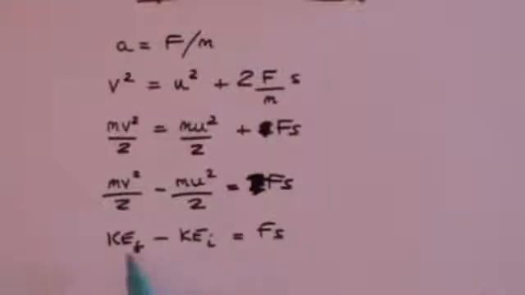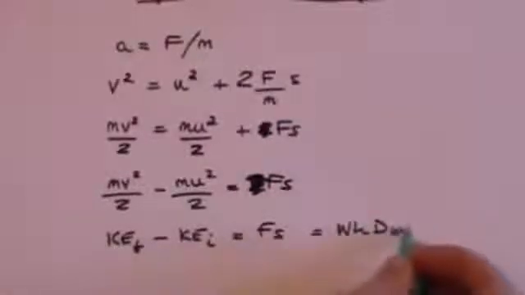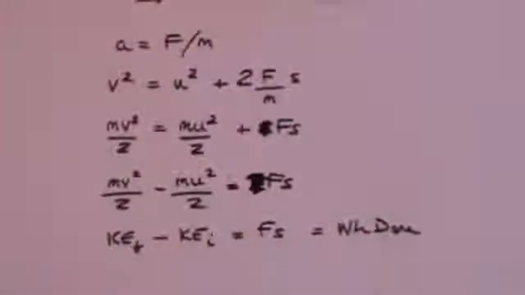So what we're saying is that the final kinetic energy minus the initial kinetic energy is equal to the force times the distance, and that is the work done. But now comes the question, suppose this force is not constant. Suppose it actually varies in accordance with the distance.